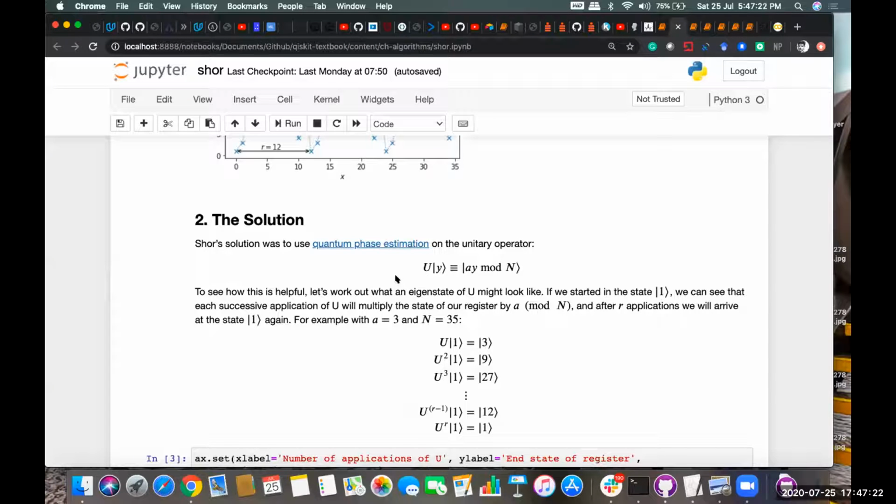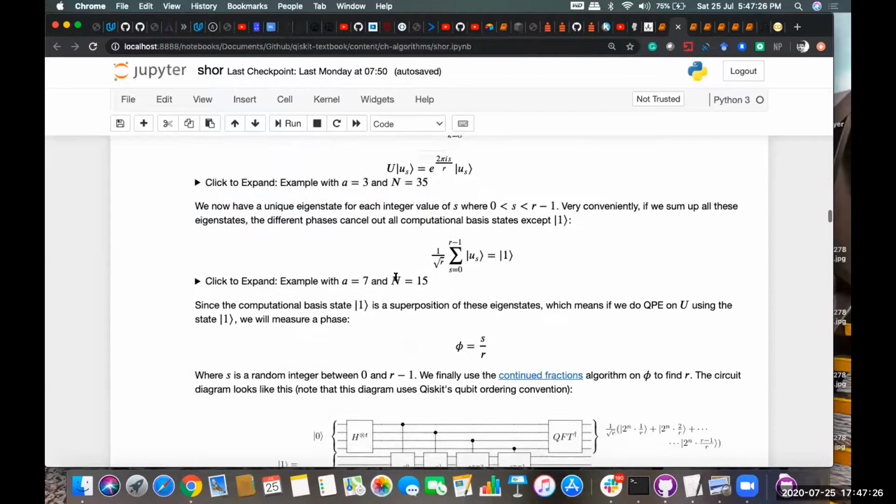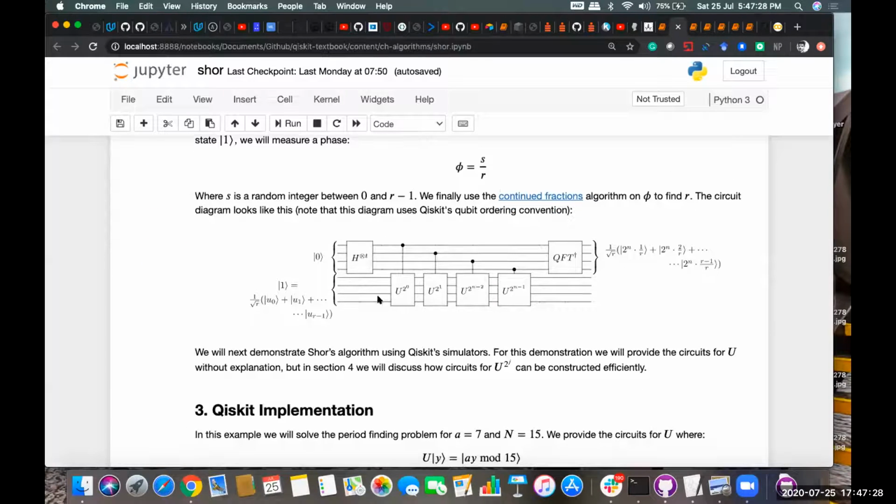So the quantum part here comes in the picture when we have to find the phase estimation, when we have to find the value of r. There the quantum phase estimation is used, and in quantum phase estimation we are using the inverse of quantum Fourier transformation. So this step will keep getting repeated until we find the value of r. So this is the circuit, how it will look like.